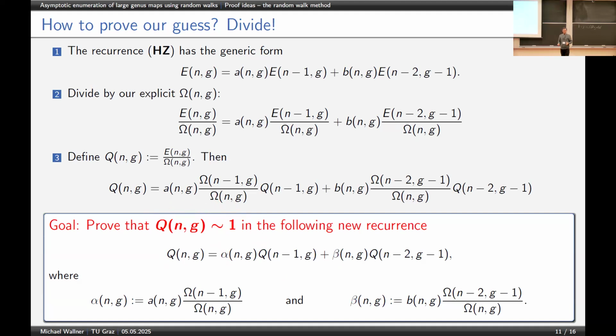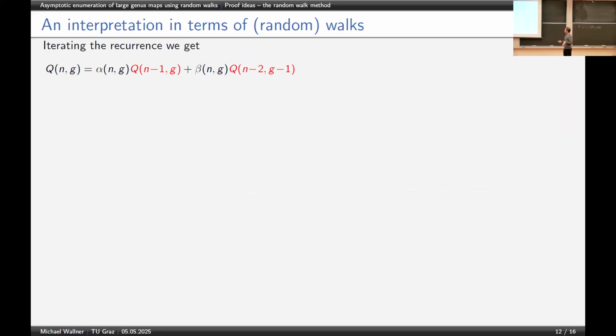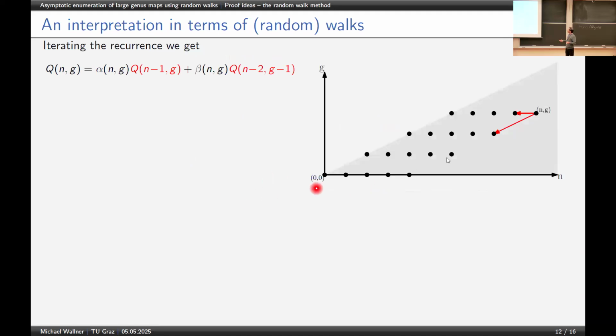And now the random walks come in. Because I want to prove that something which is always positive is asymptotically 1, and that screams probabilities. What I want to do now with this recurrence, I can of course interpret as a walk, first just as a weighted walk. So let me show you the domain of this walk. So this is the recurrence.